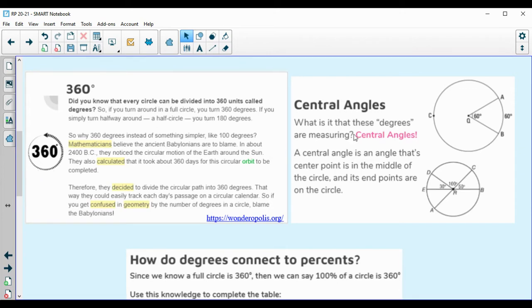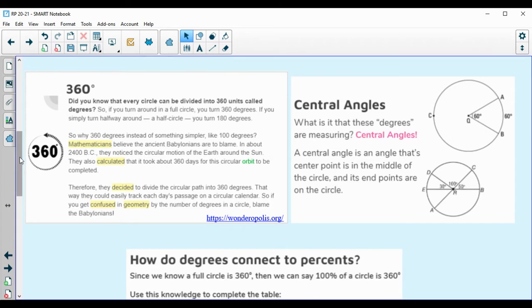So what is it that these degrees are measuring? They are measuring the central angles in a circle. A central angle is just an angle whose center point is in the middle of the circle and its endpoints are on the circle. Or you might think of that as them being on the outside of the circle. Here are a few examples of some central angles and their measurements. Notice there's 3 here with different measurements, but what I am measuring is not the distance between these 2 points, but how open the angle is here.